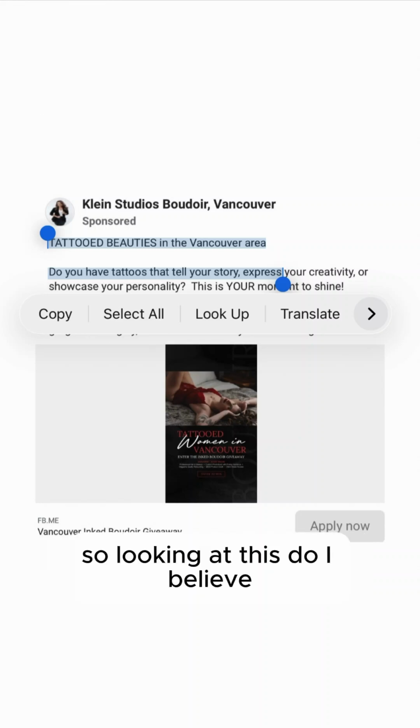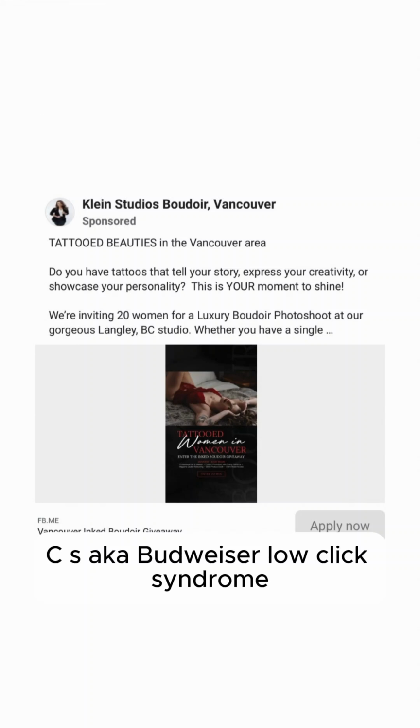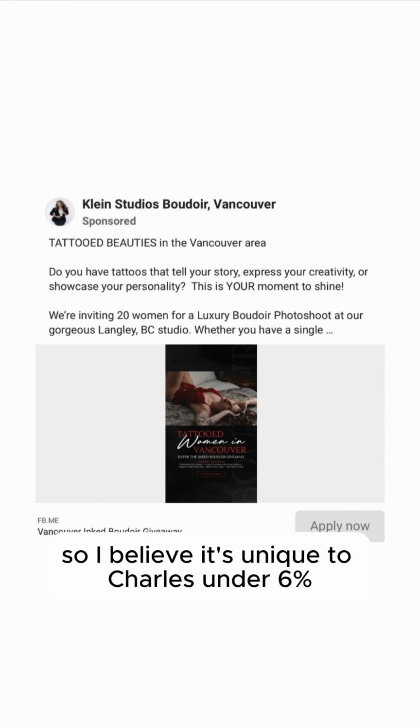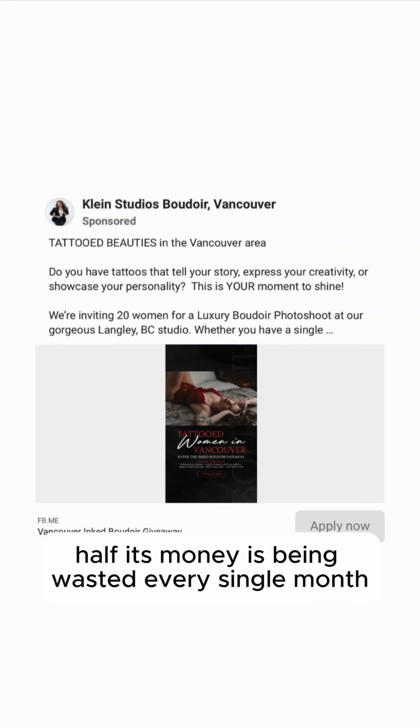So looking at this, do we believe this Boudoir Facebook ad has BLCS, aka Boudoir low click syndrome? Yes, I do. So I believe its unique CTRL is under 6%. So about, approximately half its money is being wasted every single month.